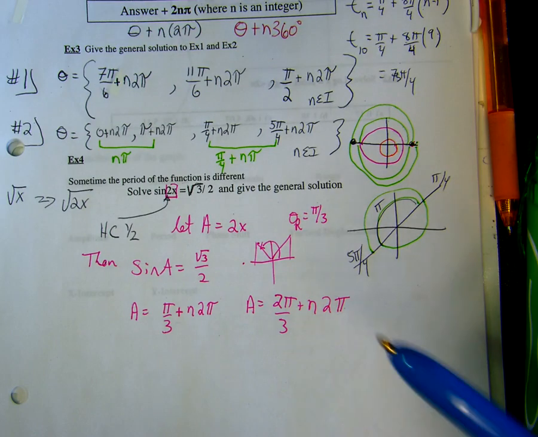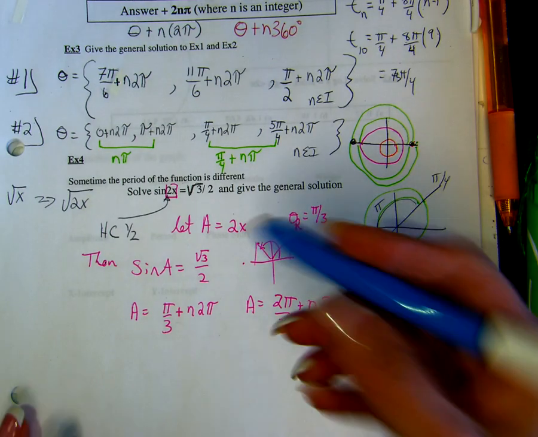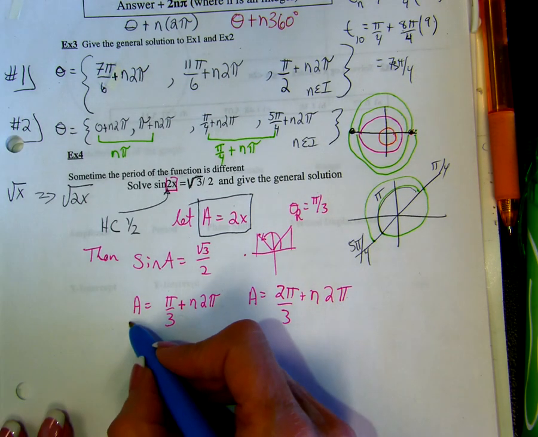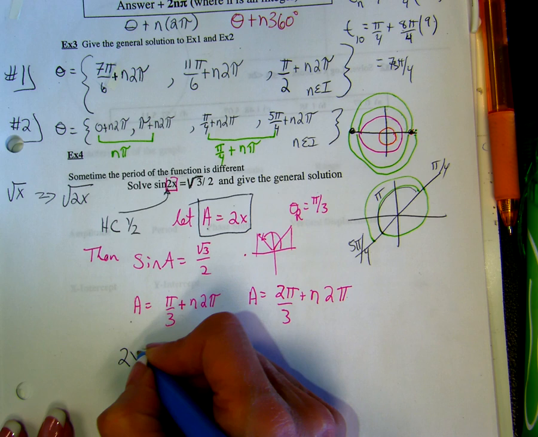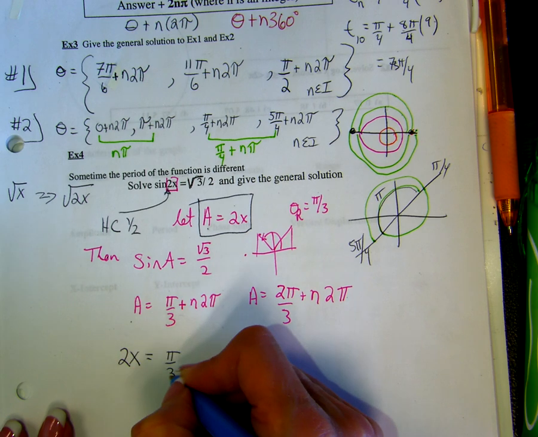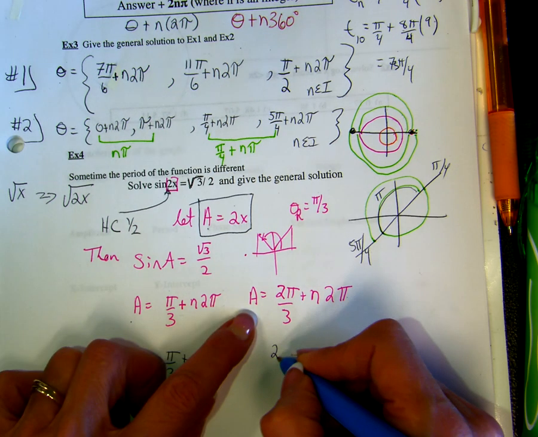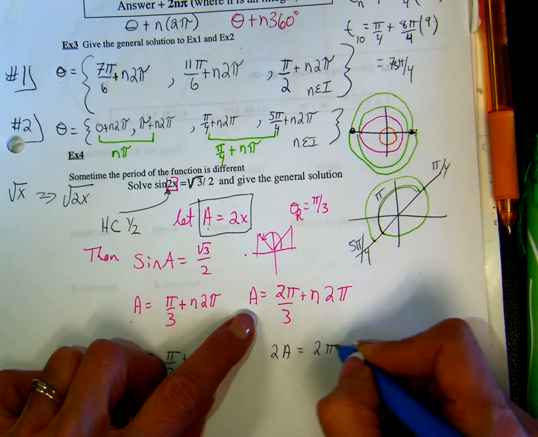And then you say, oh, wait a minute, I'm not supposed to solve for a, I'm supposed to solve for x. So instead of writing a, you change a to 2x equals pi by 3 plus n times 2 pi. Instead of a, I'm saying 2x equals 2 pi by 3 plus n times 2 pi.